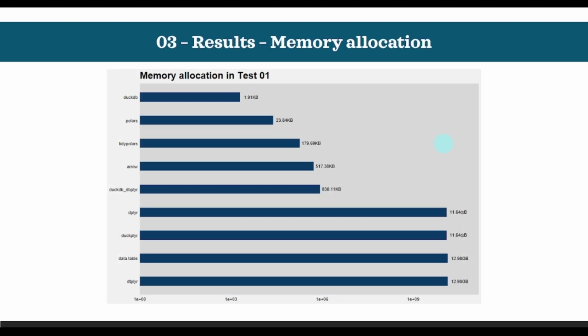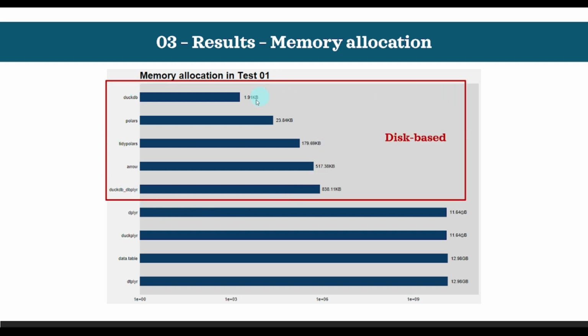Now we will talk about the results of memory allocation, and more specifically the memory allocation in test number 1. And memory allocation is referring to the process of reserving some portion of the computer's memory to be used by a program or process. In this case, it means the quantity of our RAM that will be used by R when using a specific package. And here you can see two different clusters. In the first one, we have disk-based systems where the memory allocation is very low. You can see that in all of them is less than 1 megabyte.